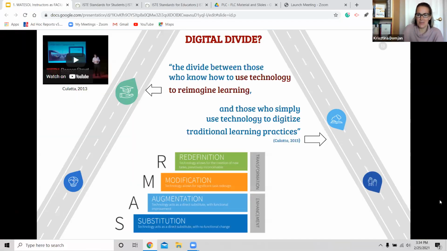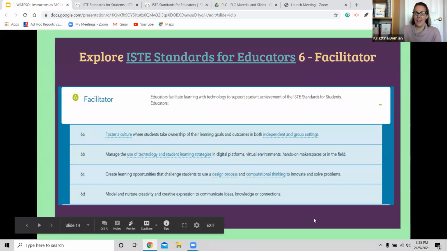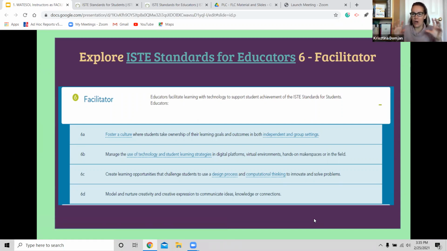All right, so what does it mean? What can we do? Once again, I would like you to zoom in on ISTE Standards for Educators number 6, facilitator. And of course, we are going to think about and explore how facilitating class discussions can happen with Sir Ken Robinson's message and Richard Culatta's suggestions in mind.